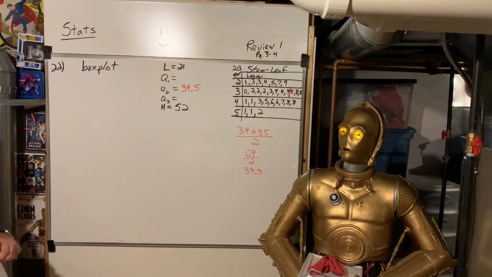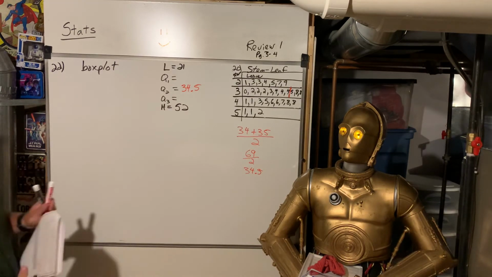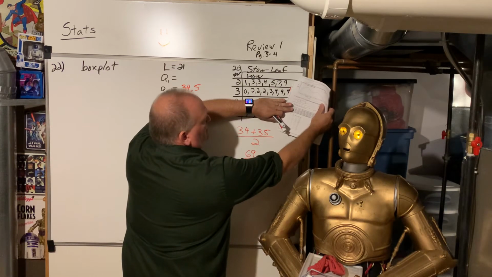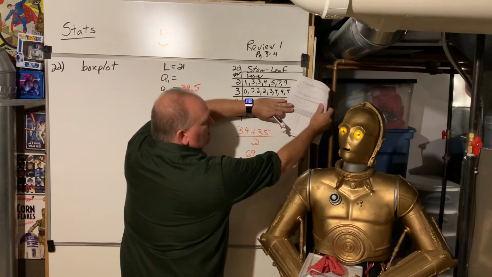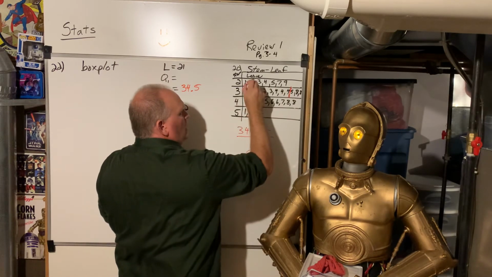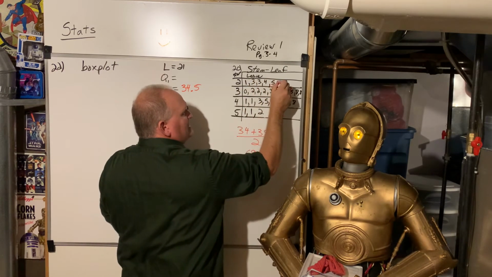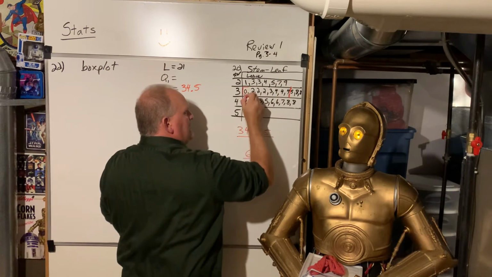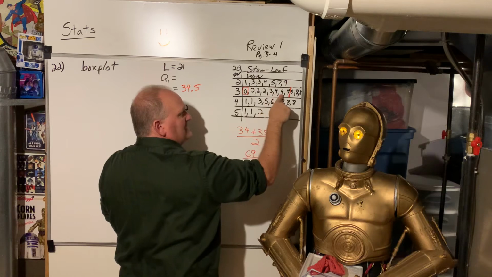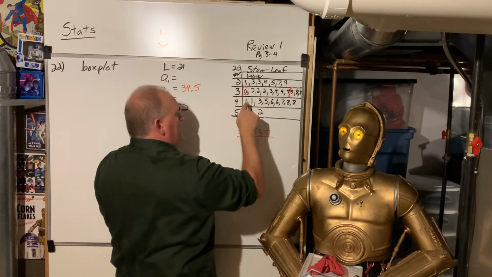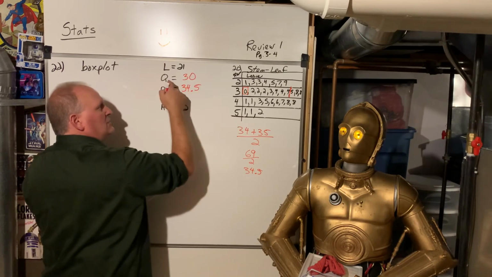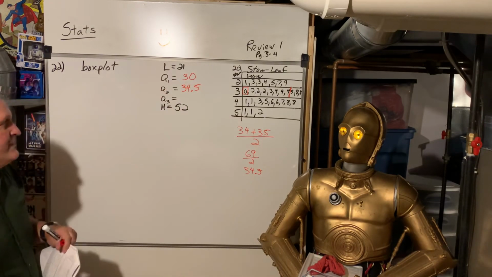Now the lower quartile, you just forget about all the data higher, just those 15 pieces of data, and now you find the middle of that. So it would be the 8th piece of data. 1, 2, 3, 4, 5, 6, 7, 8. That puts 7 below it, and 1, 2, 3, 4, 5, 6, 7 above it. So 30 is the middle of the lower half. That's also called the lower quartile, Q1.